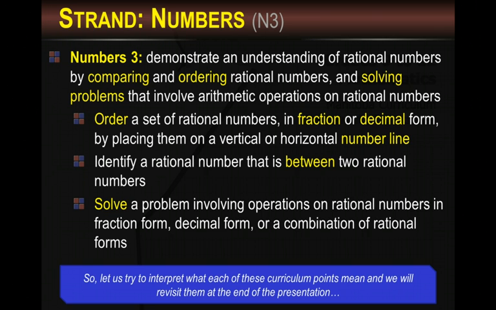Specifically, put a set of rational numbers in order, whether in fractional or decimal form, and place them on a number line, either vertically or horizontally. Identify a rational number that is in between two rational numbers, and solve a problem involving operations on rational numbers in either fractional form, decimal form, or a combination of rational forms. So this is what it actually says in the curriculum.